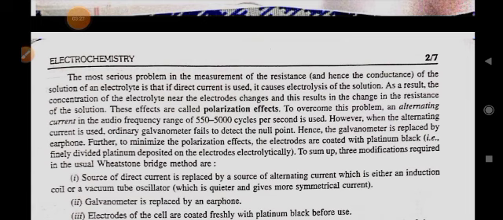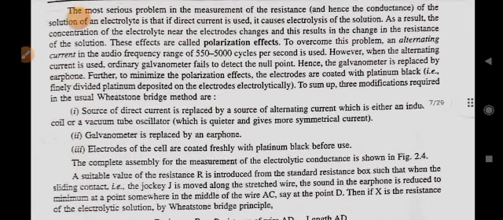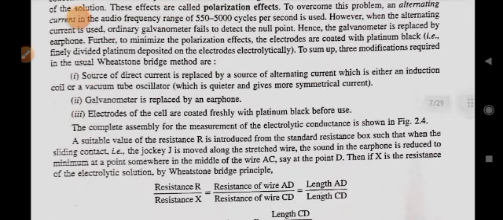To overcome this problem, an alternating current in the audio frequency range of 550 to 5000 cycles per second is used. However, when alternating current is used, an ordinary galvanometer fails to detect the null point. Hence, the galvanometer is replaced by an earphone. Further, to minimize the polarization effects, the electrodes are coated with platinum black, that is, finely divided platinum deposited on the electrodes electrolytically.